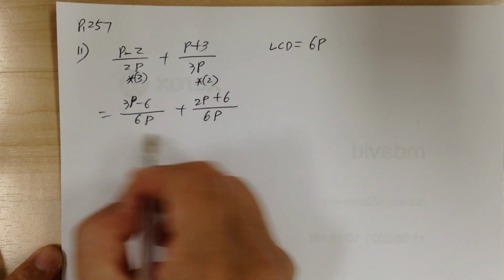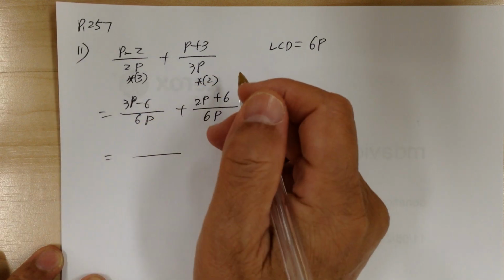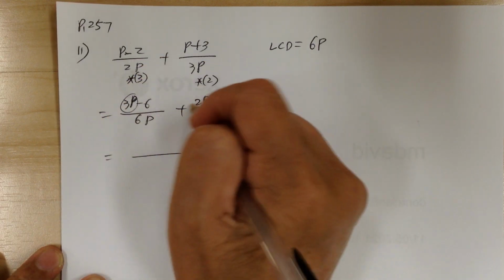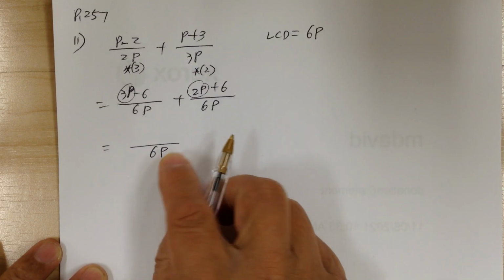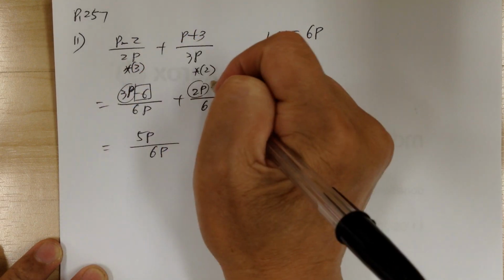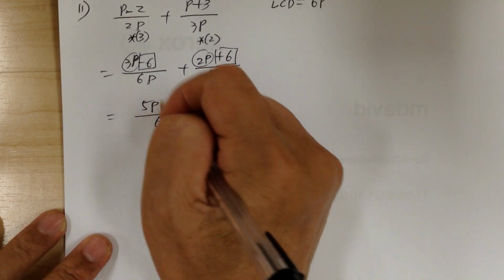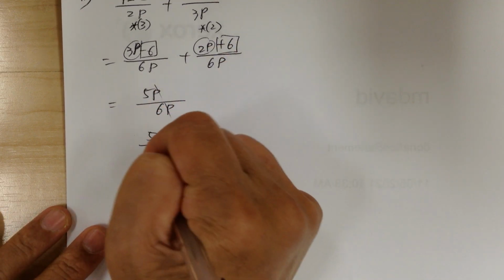So once you get your numerator ready, now you're ready to add together. Since it's addition, you can just combine. So let's get the denominator ready. 3p plus 2p would be 5p, and minus 6 plus 6 will cancel out. And after that, you can reduce. The p will cancel out, so the answer will be 5 over 6.